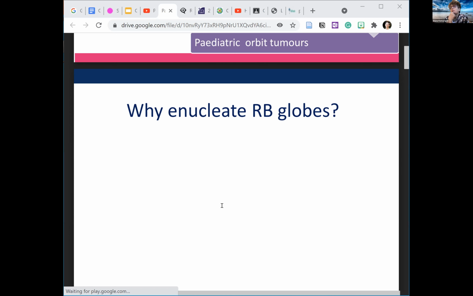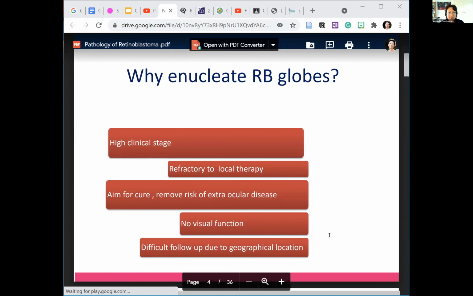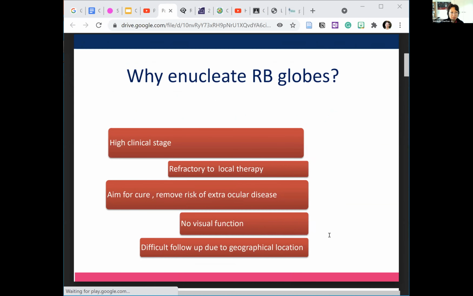Prognosis, failed to respond to treatment, risk of MIP. Yeah, failed treatment, blind painful. Yeah, and you've tried everything else first because that's not the first line of treatment. We get that. So, all right. So here are some things. Did we cover all of these? High stage, refractory, aim for cure, no visual function.